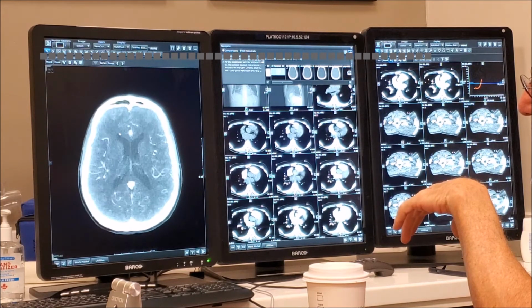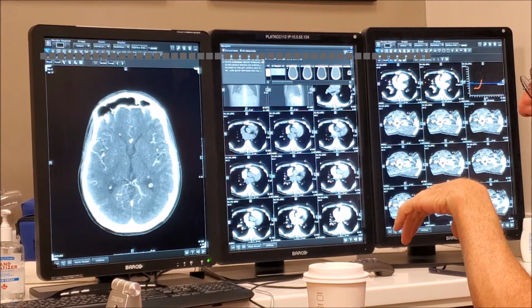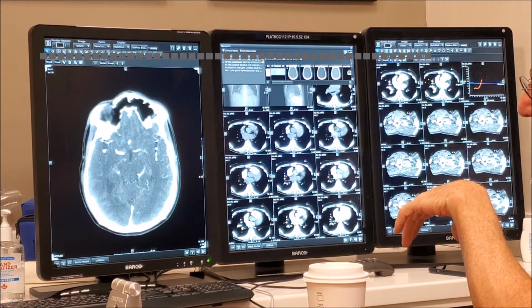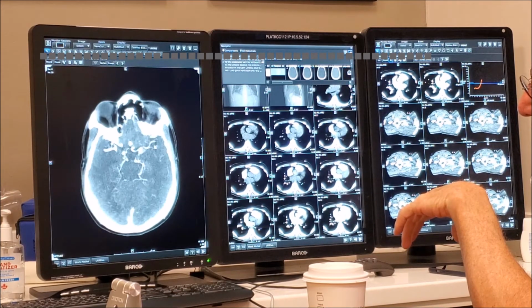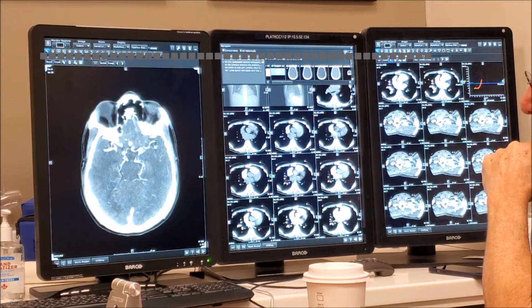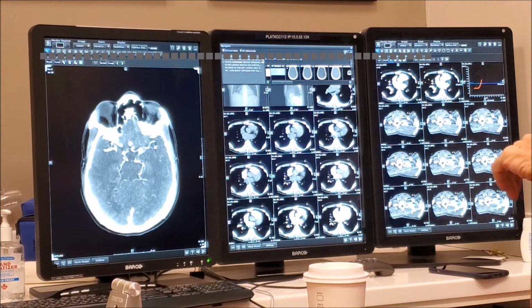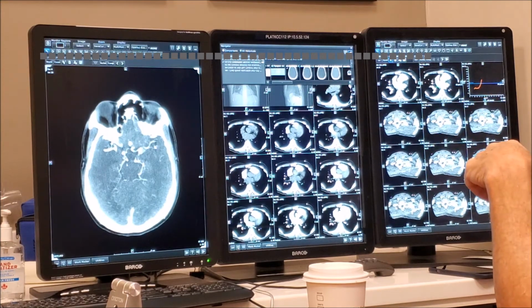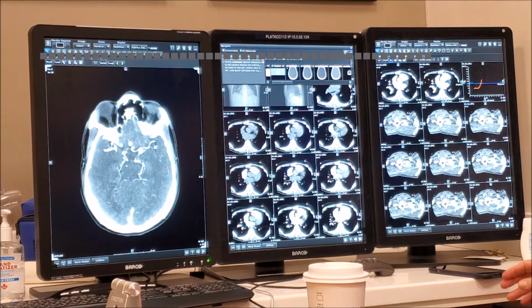Who knows the case? So you know the case. Okay, tell us, let's go through it. So you have a CT angiogram. Can I window it a little bit? Yeah, you want to try? Sure.